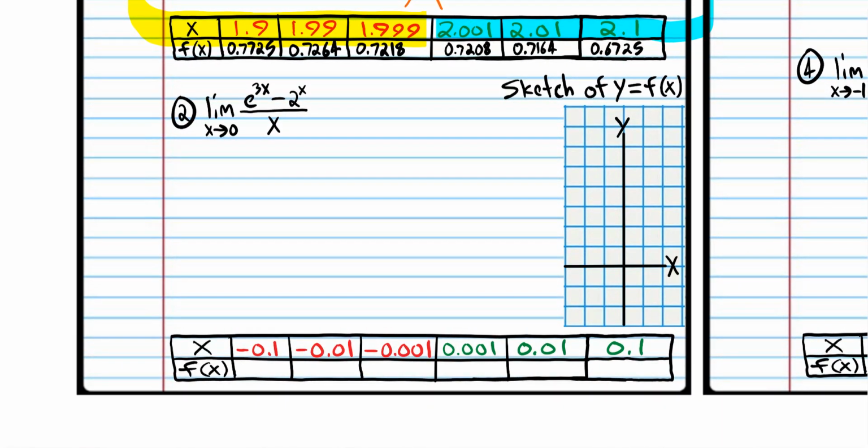Now let's try one more of these. We're going to speed up now because I know we're going kind of slow, but that's because I'm showing you how to use your calculator. Now that you have kind of an idea of how to use your calculator, let's speed up here a little bit.